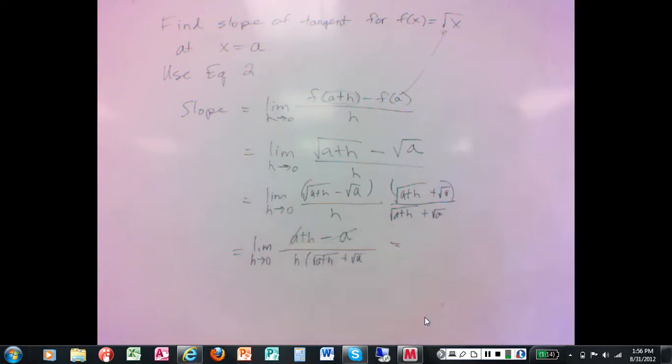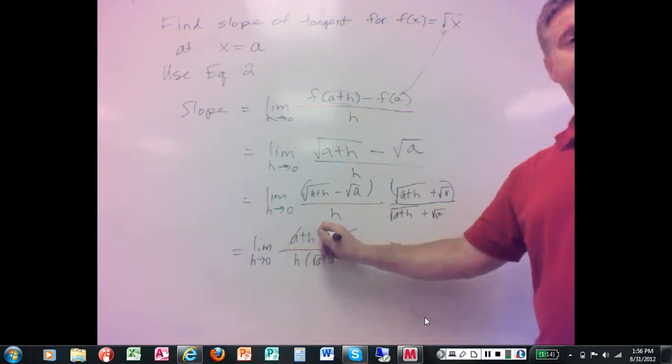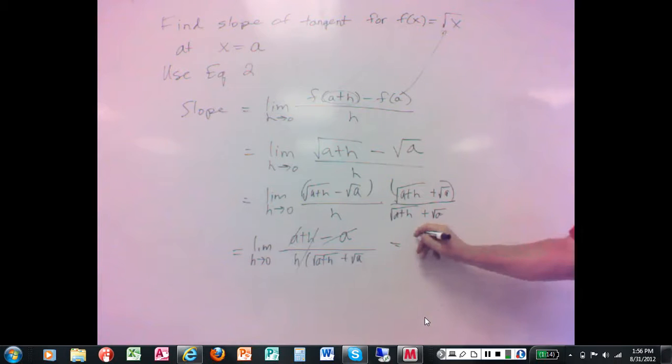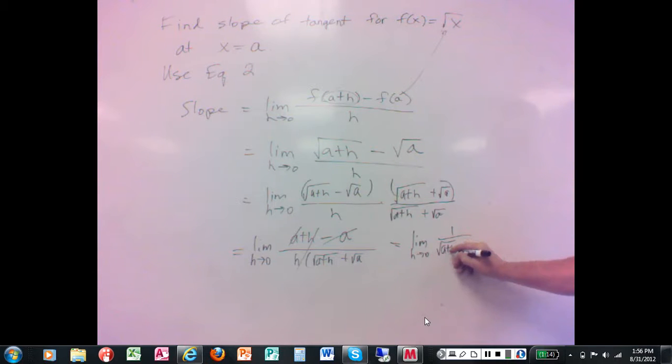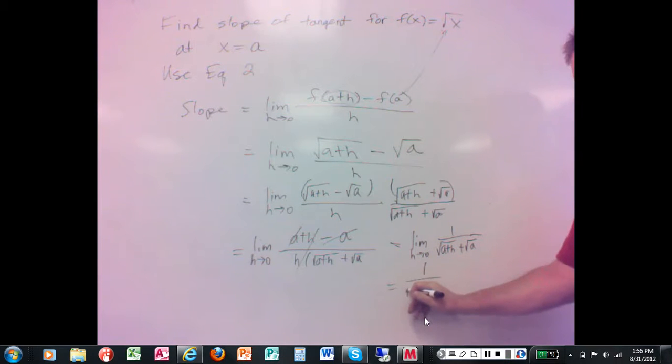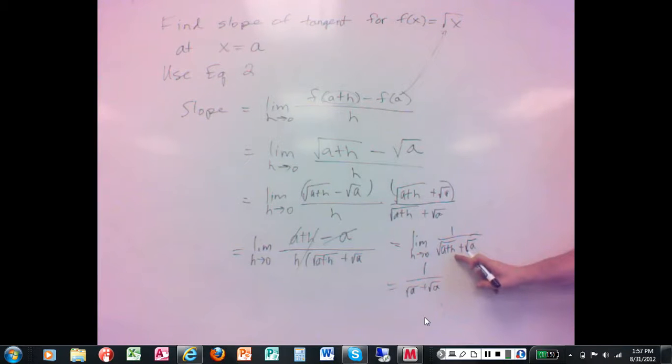The a's wipe out. Then also, since that happened, what else? The h's cancel out, so I wind up with the limit as h approaches 0 of 1 over just the square root of a plus h plus the square root of a. Right? All that canceling out leaves me this. H is going to 0, so what happens to this limit? The limit becomes 1 over the square root of a plus square root of a, doesn't it? Because h is going to 0. Well, that's 1 over 2 square root of a.